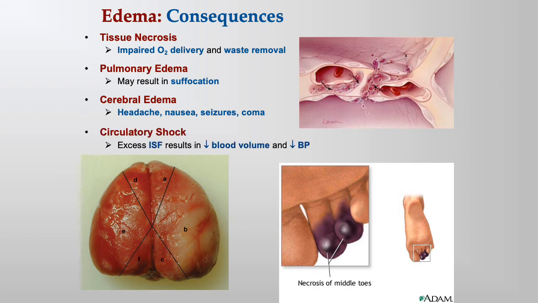Circulatory shock. Excess interstitial fluid results in lowered blood volume, therefore lowered blood pressure. And if you have lowered blood pressure, you don't get enough blood to the tissues, and then tissues end up going necrotic again.